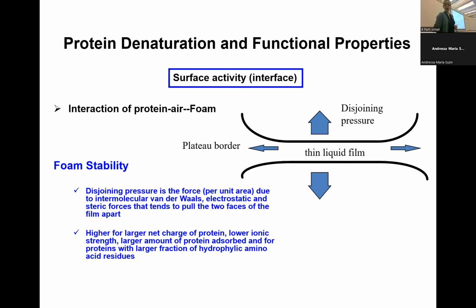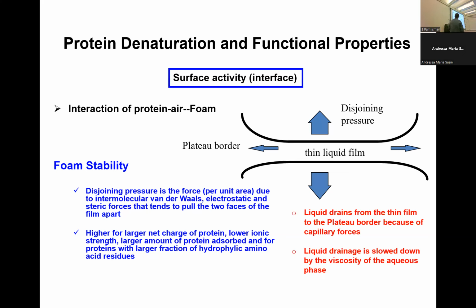Now, the viscosity of the continuous phase is very important because you have capillary forces that might cause the liquid between the two bubbles to thin out. If that liquid thins out by capillary forces, then the bubbles will come together and form bigger bubbles, and you lose the stability of the foam eventually. So what reduces this capillary force drainage is the viscosity of the continuous phase.